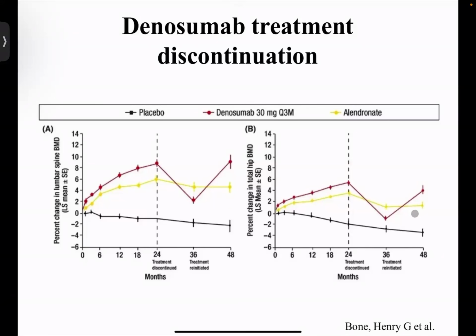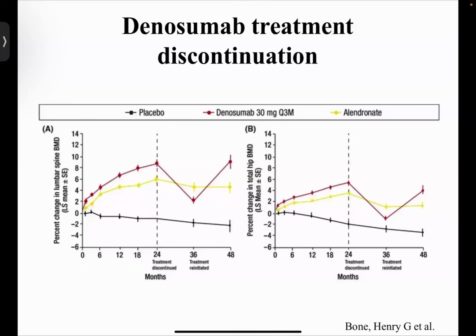Alendronate, anyway, after 48 months, it remains almost stabilized, but its BMD was lesser than the denosumab. And in placebo, definitely it is way below the denosumab group and the alendronate group. So from this, we can come to the conclusion that denosumab is very effective to maintain or maybe to increase the bone mineral density once it is given.